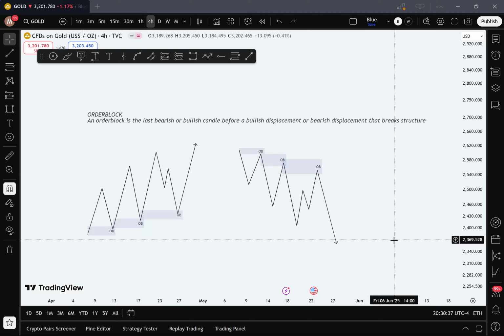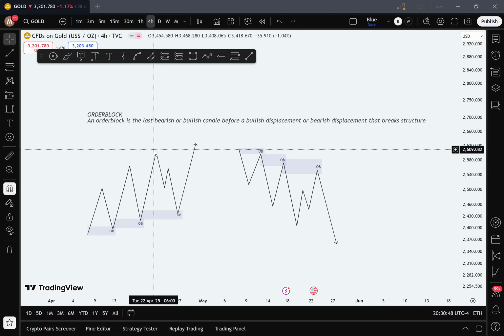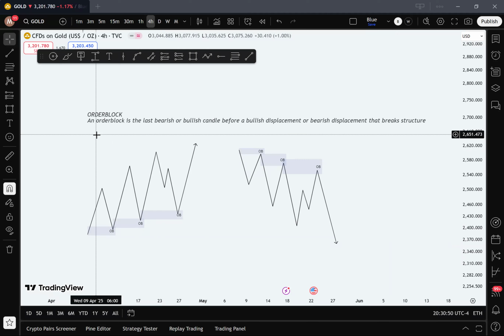So this is our session on order blocks, and it's going to be a very short one. It's quite easy to understand. So what is an order block? An order block is the last bearish or bullish candle before a bullish displacement or a bearish displacement that breaks structure.